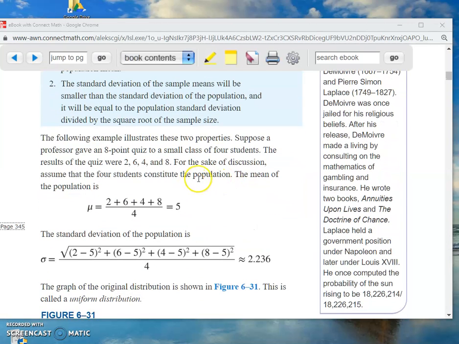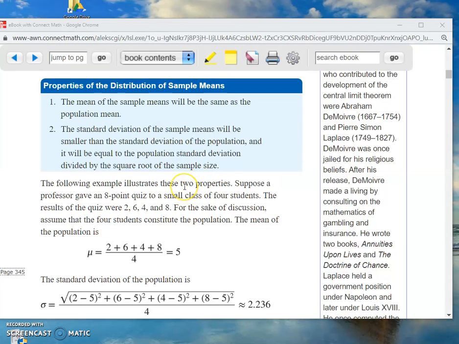Now, of all the places to have typos, I wish he would have picked a different place, because it's confusing enough. This whole section is confusing enough. The following example, and there's going to be a typo here in just one second. The following example illustrates the properties.